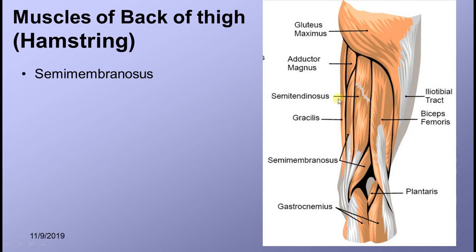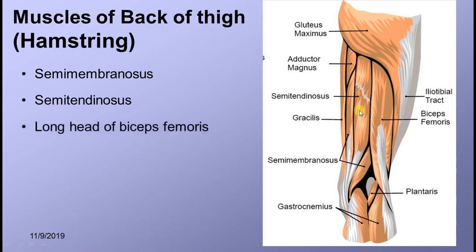semimembranosus, semitendinosus, long head of biceps femoris, then the ischial part of adductor magnus. Okay, in the deeper plane you see the ischial part of adductor magnus. So that itself somewhat forms the floor for the posterior compartment of the thigh.